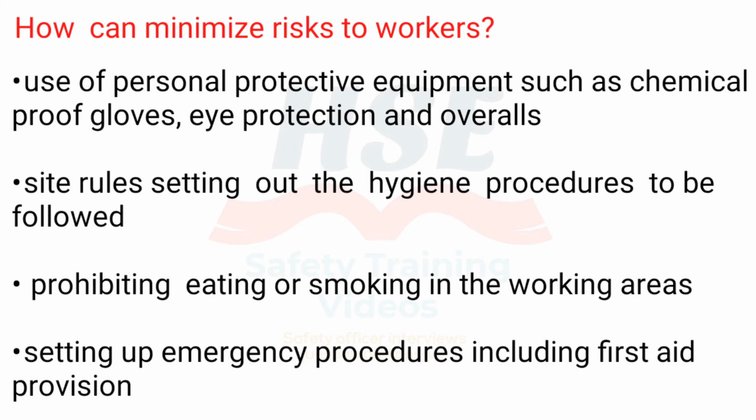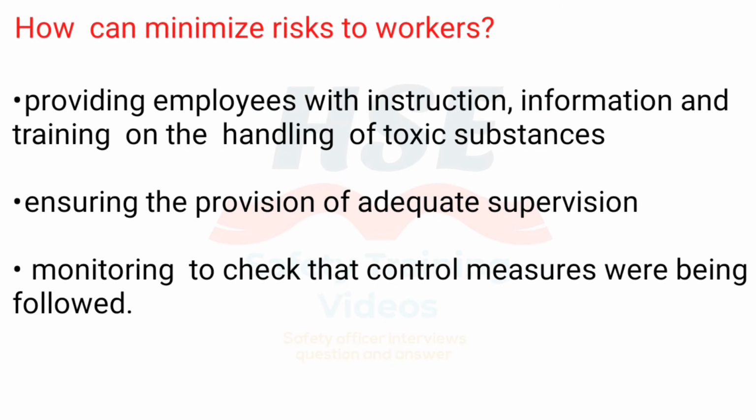Site rules setting out the hygiene procedures to be followed. Prohibiting eating or smoking in the working areas. Setting up emergency procedures including first aid provision. Providing employees with instruction, information and training on the handling of toxic substances. Ensuring the provision of adequate supervision. Monitoring to check that control measures were being followed.